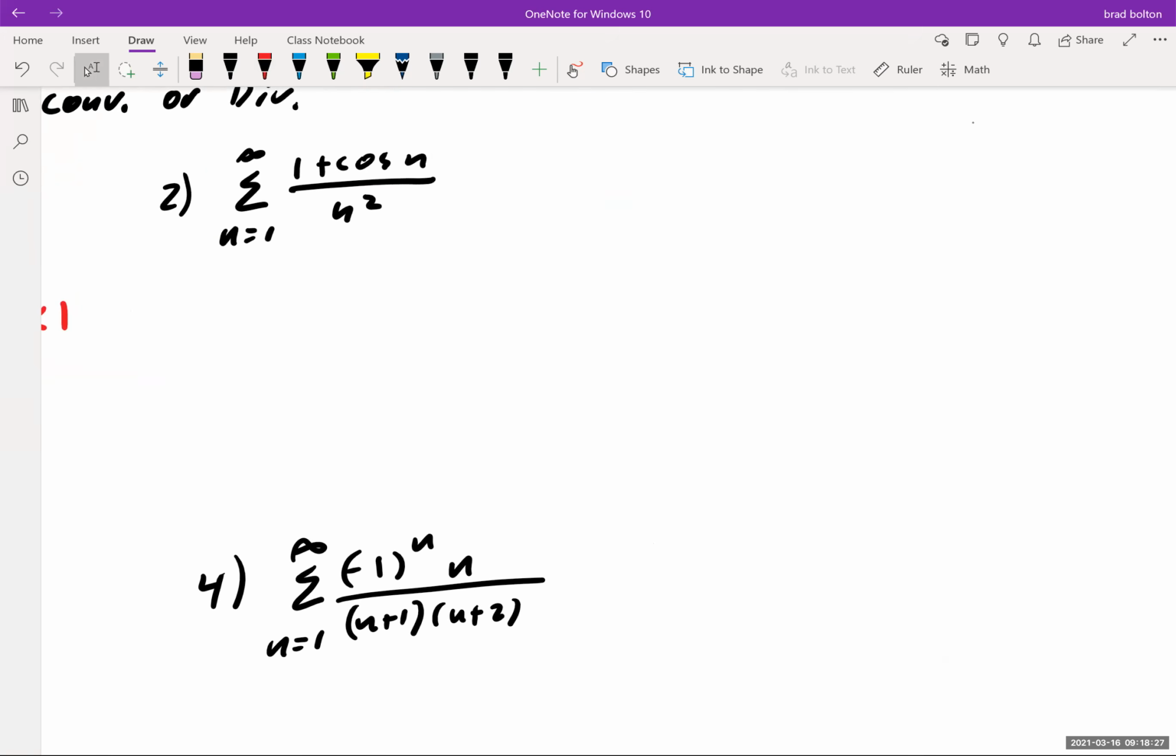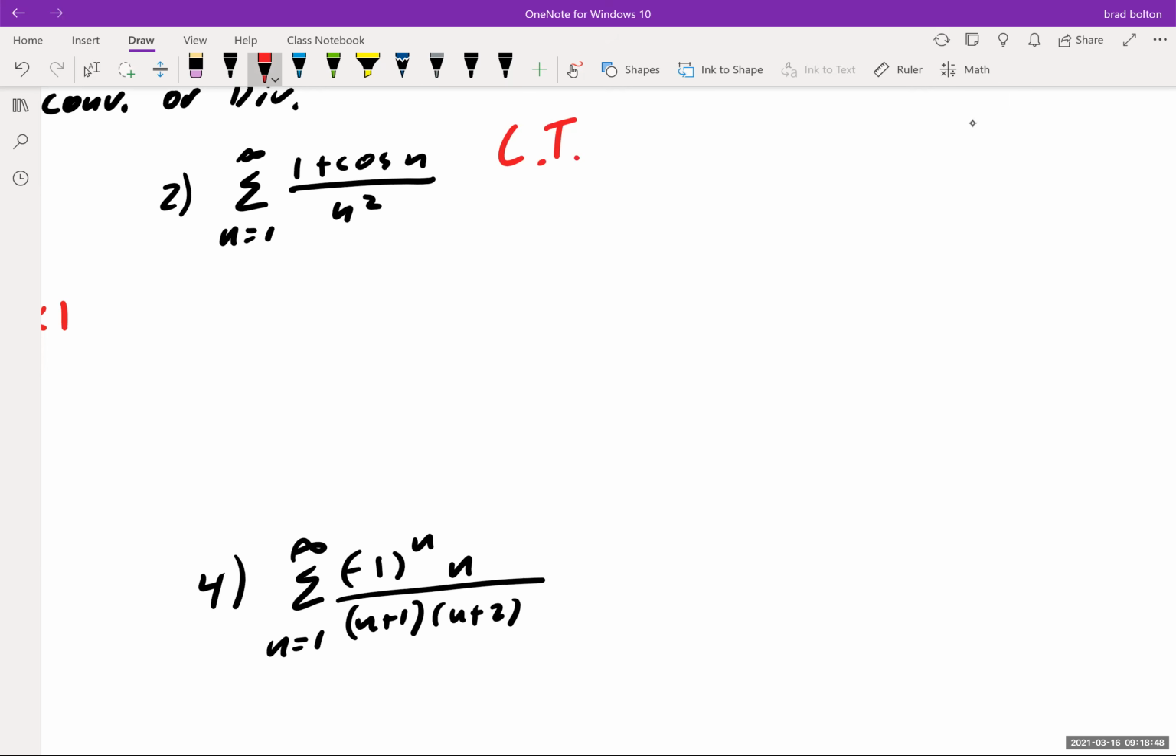So number 2 looks familiar. I feel like we did one of these in the comparison test. I don't know if it was in the homework. I think it might have been in the comparison test way back when we were integrating and using the comparison test with improper integrals. But this looks awfully familiar. So I'm going to say that this is comparison test.